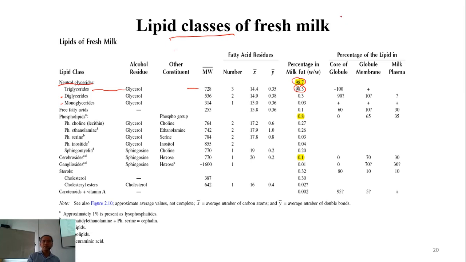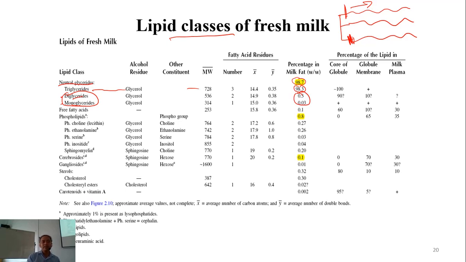What is triglyceride? Triglyceride, we will see later, consists of a glycerol and three fatty acids. If one fatty acid is hydrolyzed, is removed, then we have diglyceride. If the other one is also removed, then we have monoglyceride. So these also occur in milk, however, at very low quantities.